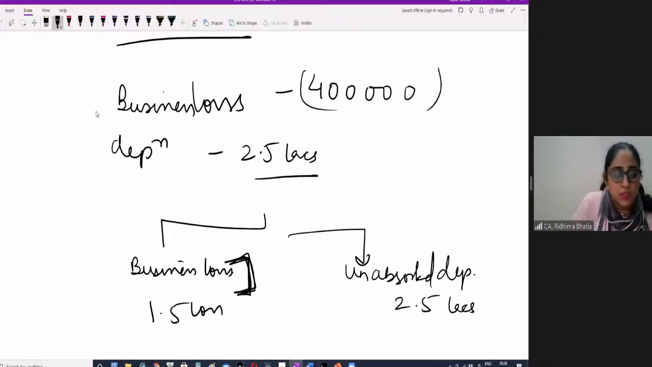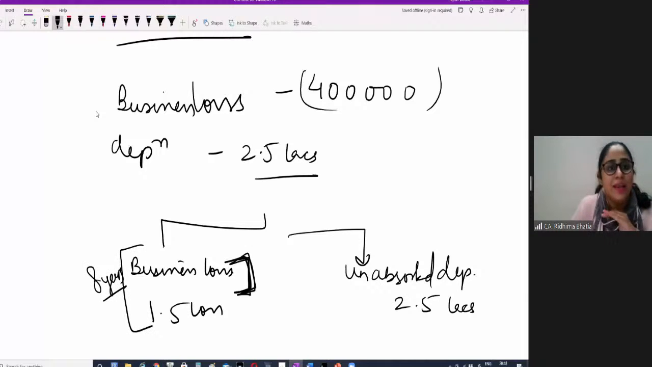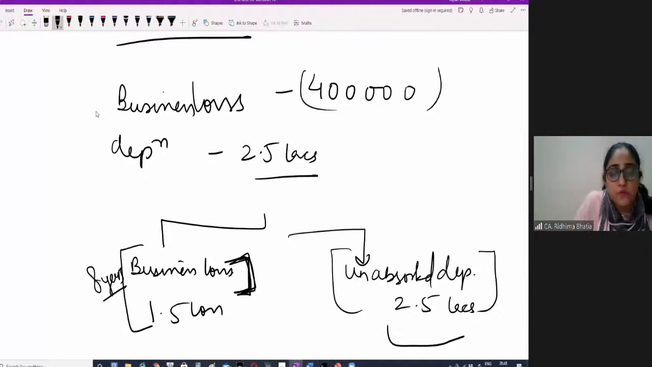Why? Because business loss has a timeline of being set off, which is 8 years max. If it is not set off within 8 years, it will lapse. But unabsorbed depreciation, on the other hand, can be set off till eternity. That means it can be carried forward for an indefinite period. That means even if the business in which you incurred this unabsorbed depreciation is over, is closed, and now you're running some other business, then also you can set off this unabsorbed depreciation.